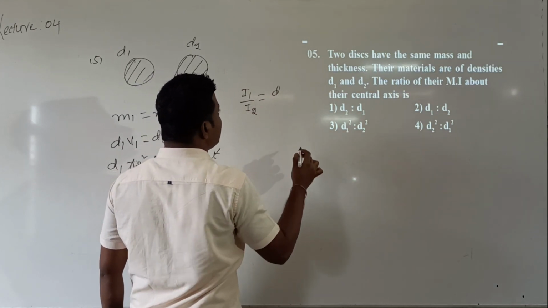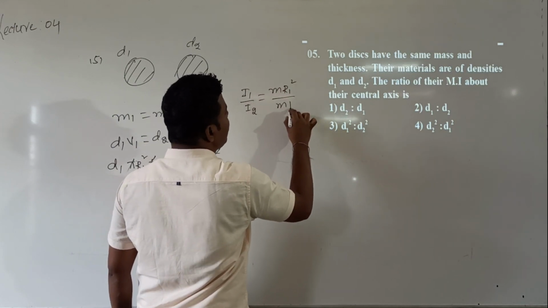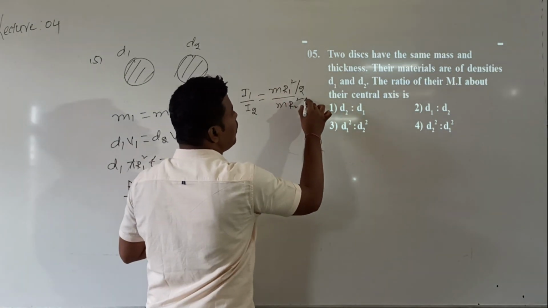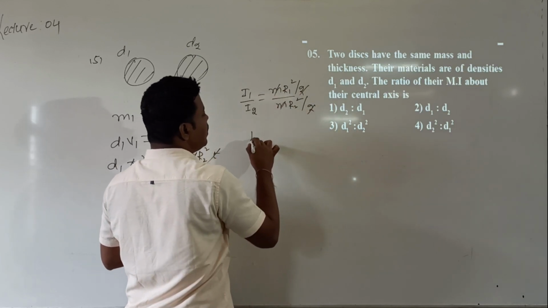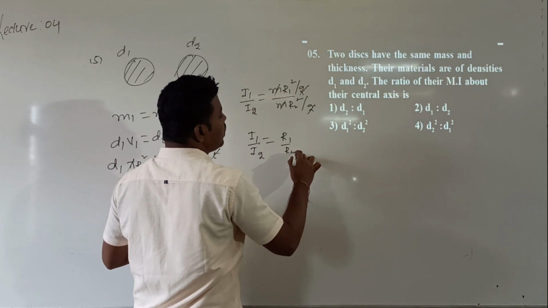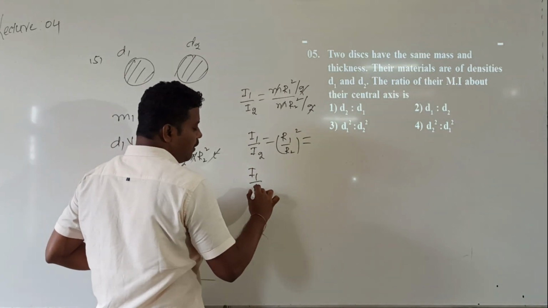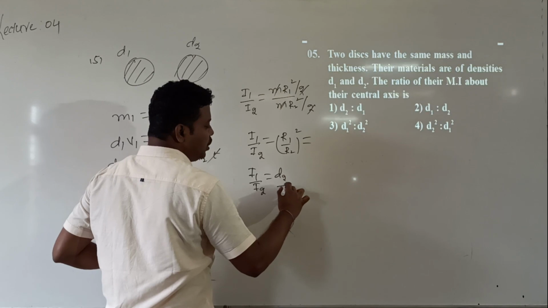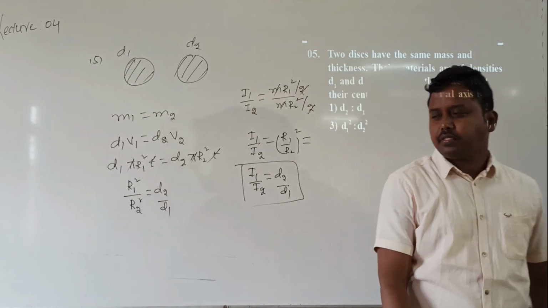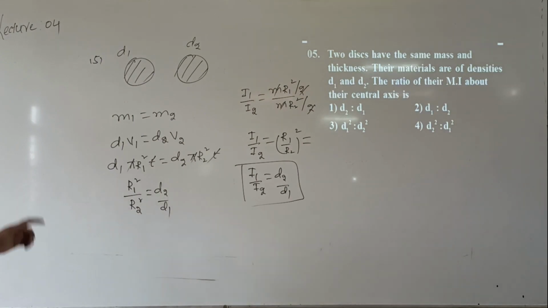I1 by I2 is equal to m into r1 square divided by m into r2 square. Circular disc, right? For a circular disc I will get m r square by 2. The 2 cancels, m cancels. So I1 by I2 is equal to r1 by r2 whole square. But we got r1 square by r2 square equal to d2 by d1. Therefore, what will the I1 by I2 ratio be? d2 divided by d1. Understood? So this is question number 5. Here the given condition is that masses are the same. Next question.